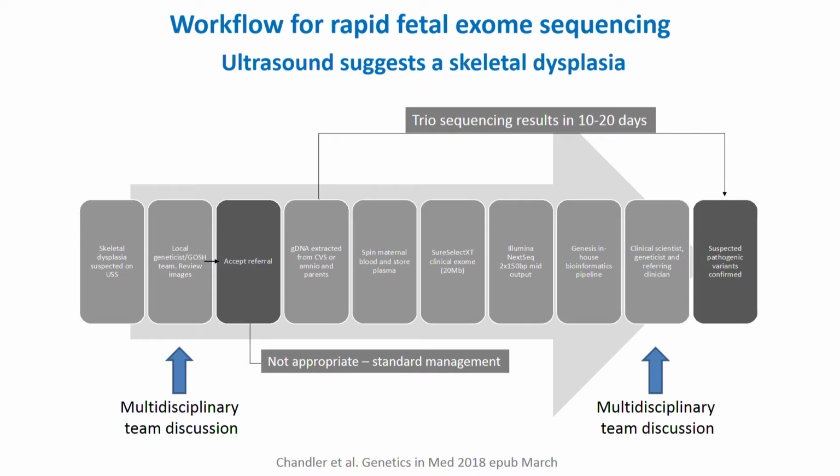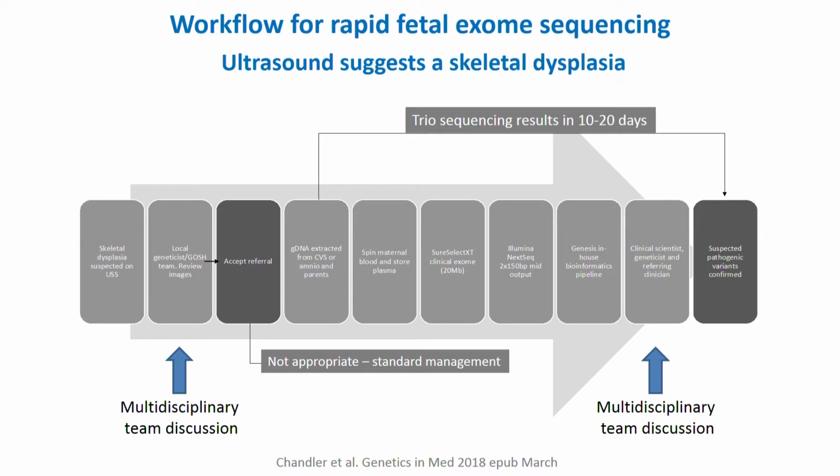So we review the images with a fetal maternal medicine specialist who is expert in skeletal dysplasias, with the clinical geneticists and with the clinical scientists, and then select the cases that look as if they're going to have a monogenic disorder before going on to exome sequencing. I think this is really important, and I think multidisciplinary team working is going to become more and more part of our daily work, not just in fetal medicine, but in everything really. And then we go ahead and do the sequencing. We interpret the sequencing results using a targeted panel of 240 skeletal genes.